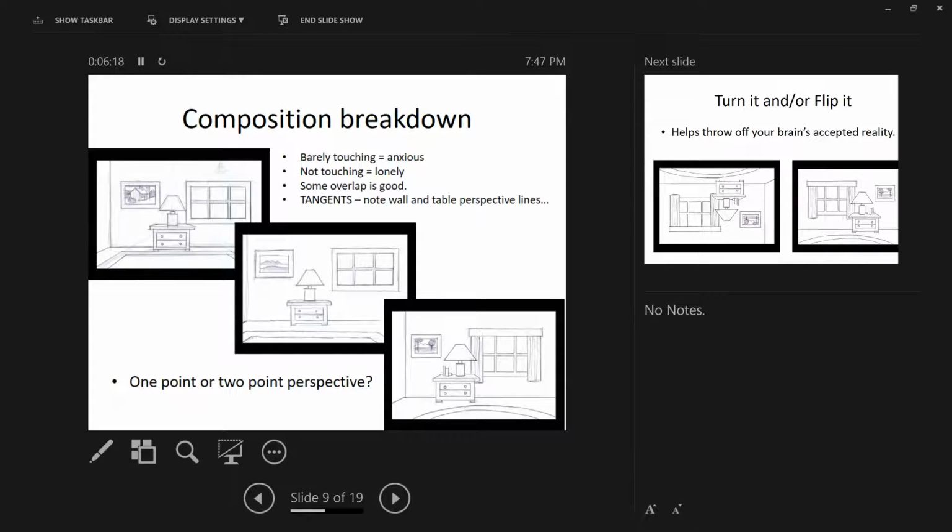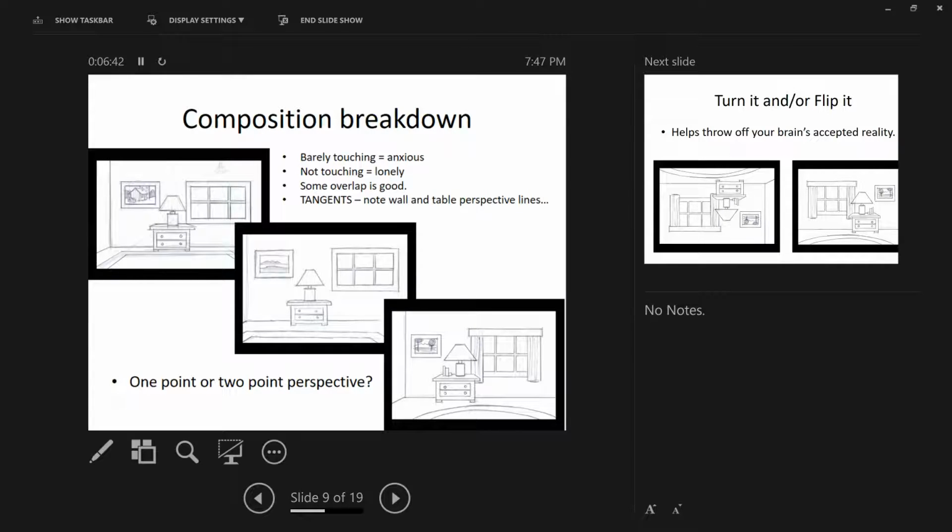In the middle image here, if you make your objects not touch at all, then it makes everything in there feel pretty lonely. It just feels a little depressing. So what you want to do is try to have things overlap a little, like they're kind of talking to each other. They're working together to make this composition look good.